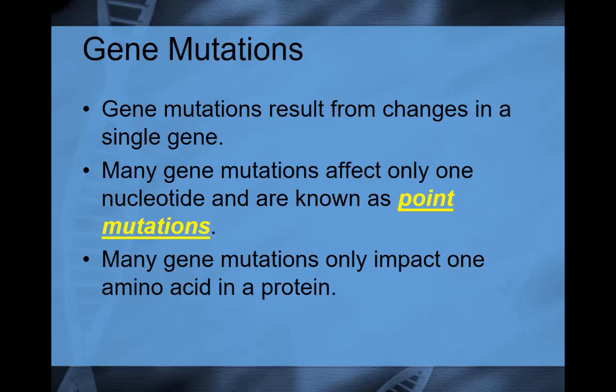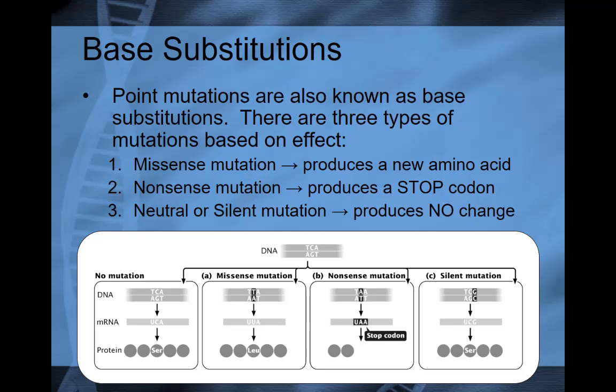Now, when we have these types of point mutations, they have three different types of impact that they can have on the organism. Okay? These mutations can be what's known as a missense mutation. These produce a new amino acid type. They can be a nonsense mutation, which produces a stop codon, or they can be a neutral or silent mutation, which produces absolutely no change to the actual amino acid sequence.